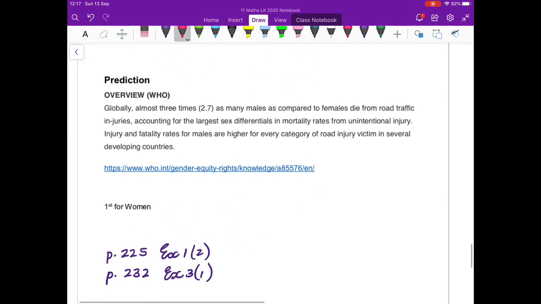The other thing is prediction. So this was an excerpt from the World Health Organization. Globally, almost 3 times, which was 2.7, as many males as compared to females die from tragic road injuries, accounting for the largest sex differentials in mortality rates from an unintentional injury. Injury and fatality rates for males are higher for every category of road injury victim in several developing countries.